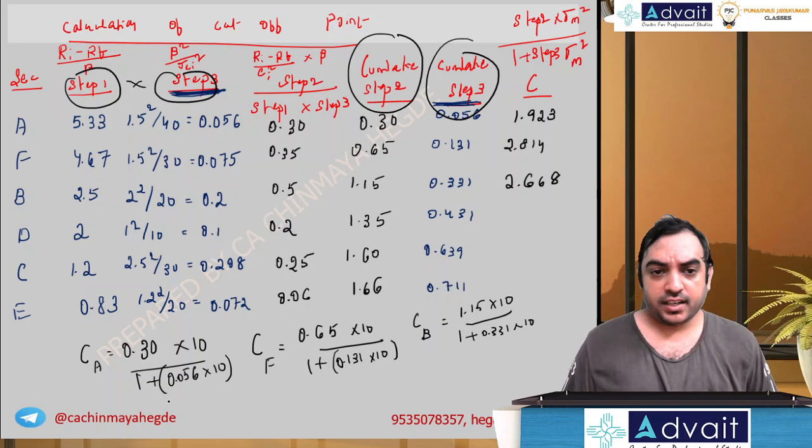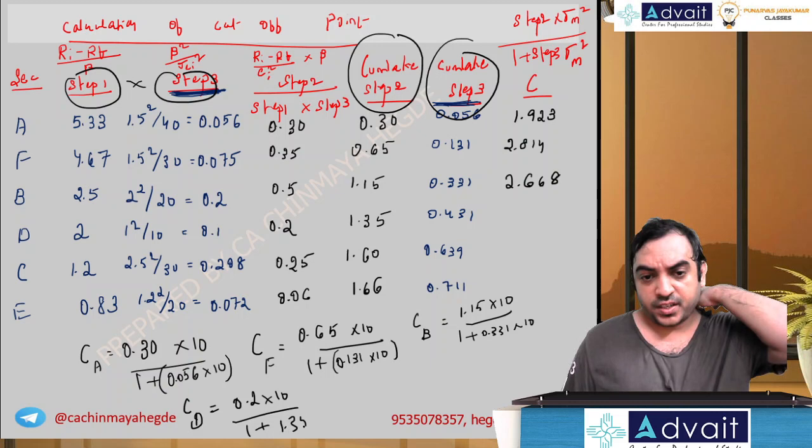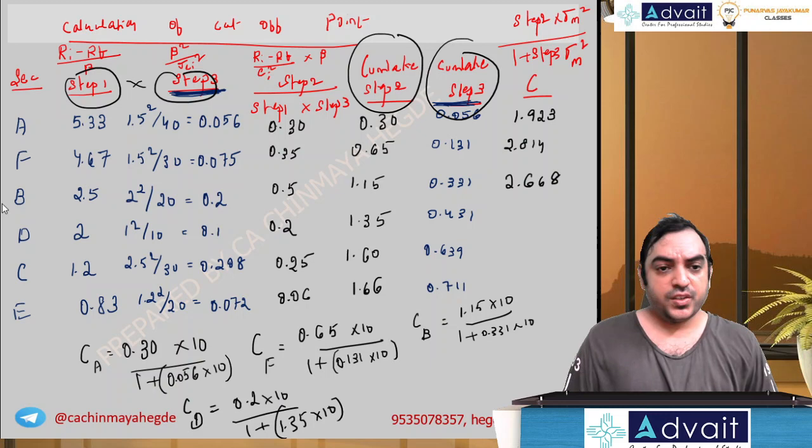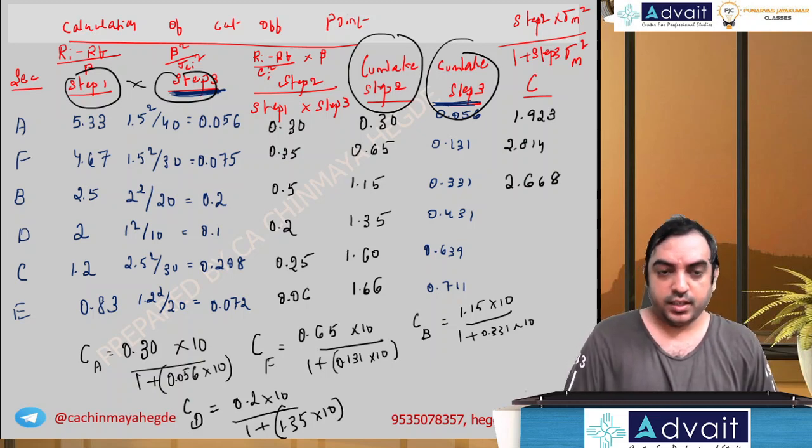Next, I'll just calculate for CD. Step 2, which is 0.2 into 10 divided by 1 plus 1.35 into 10. Step 3 into 10. Use only the cumulative columns. So clear the calculator memory. Calculate the denominator first. So 1.35 into 10 plus 1. Keep it in memory. 0.2 into 10 divided by MRC equals 0.137.